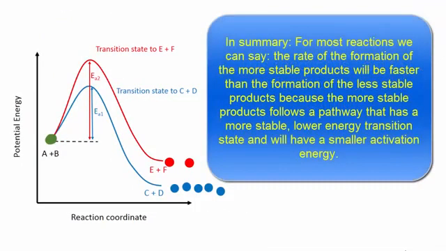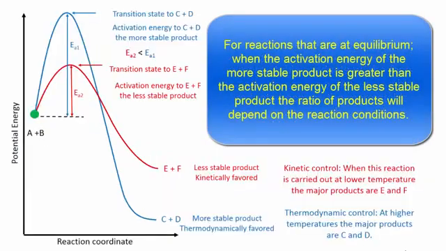In summary, for most reactions, we can say the rate of the formation of the more stable products will be faster than the formation of the less stable products, because the more stable products follow a pathway that has a more stable, lower energy transition state and will have a smaller activation energy. For reactions that are at equilibrium, when the activation energy of the more stable product is greater than the activation energy of the less stable product, the ratio of products will depend on the reaction conditions.